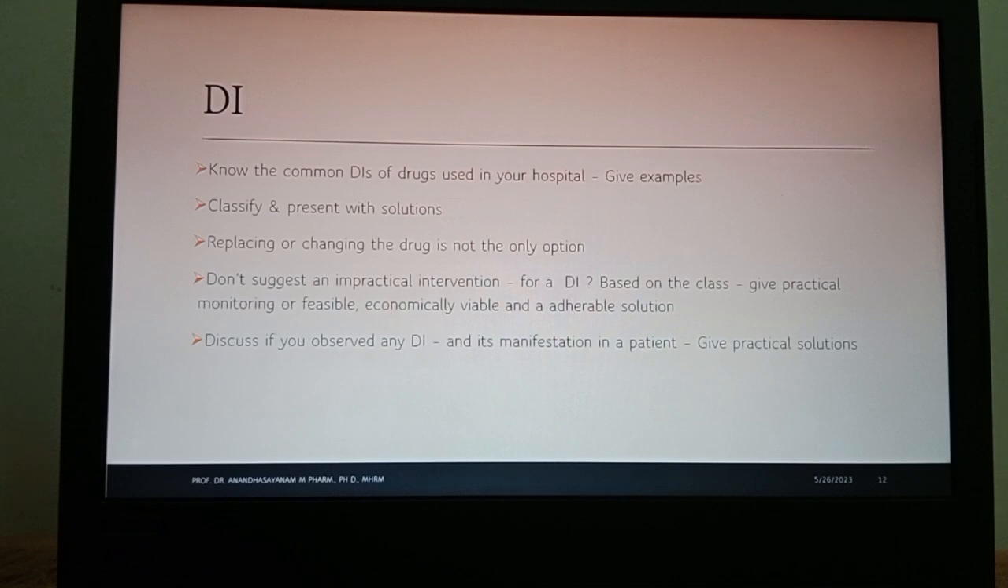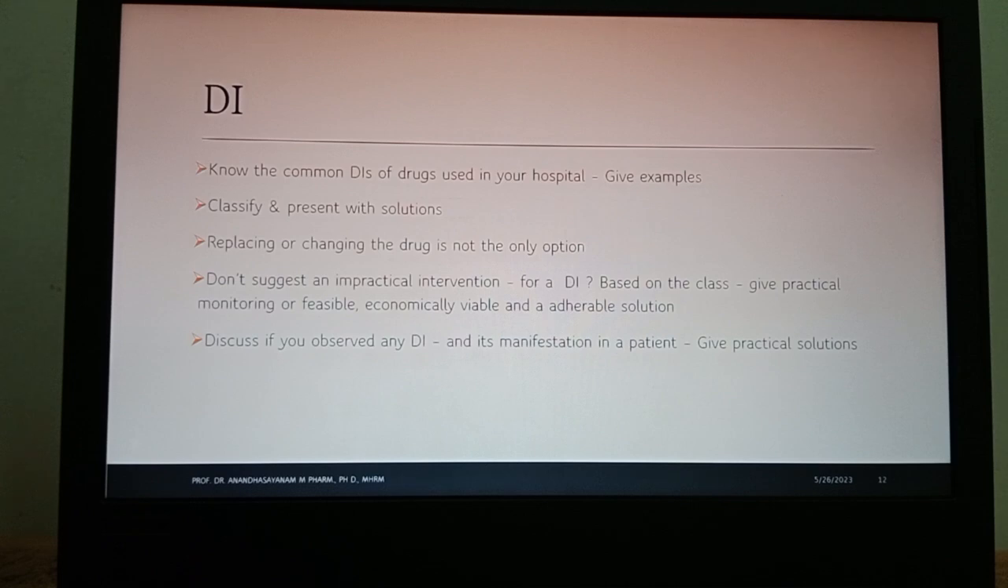So based on the class, give the practical monitoring which is feasible, right? How to monitor if I get a DA, and an economically viable and adherable solution. What do I need to do when I face a DA? Is it going to be like this? So I need to drink more water to avoid this DA. I need to keep myself hydrated. I should not do these things. I should not consume alcohol.